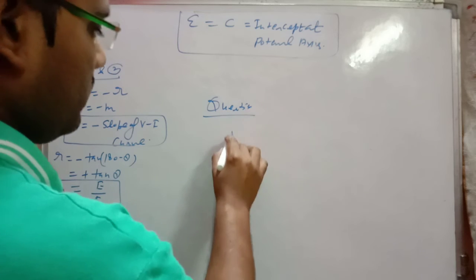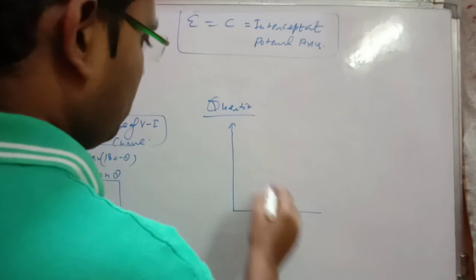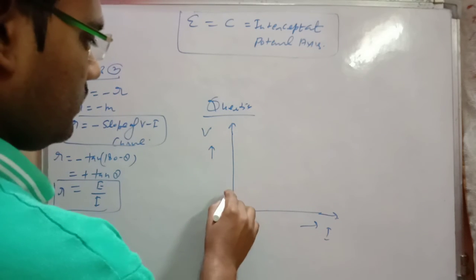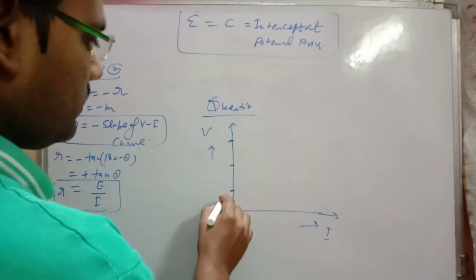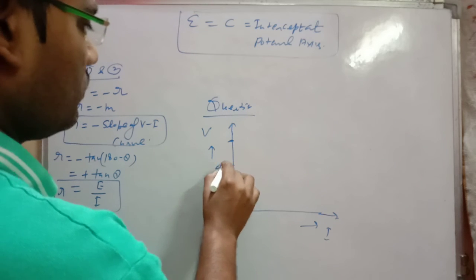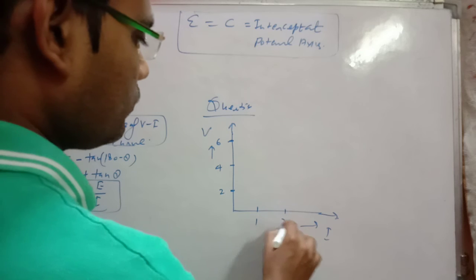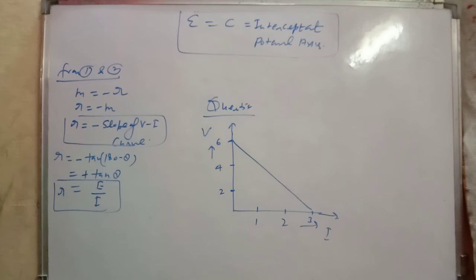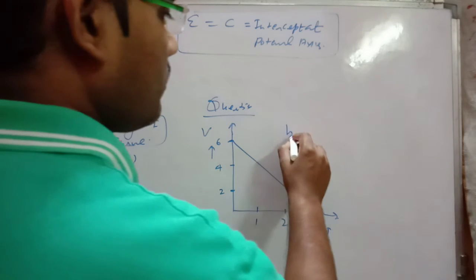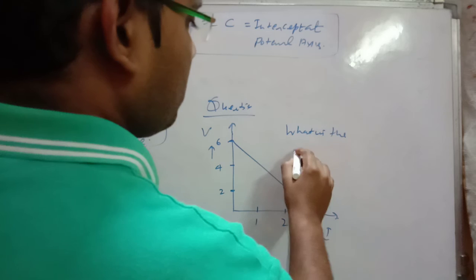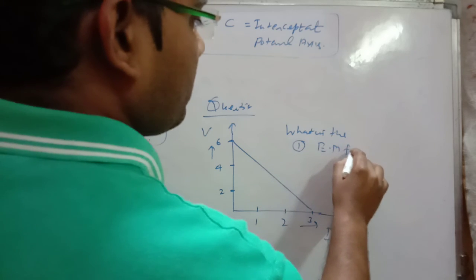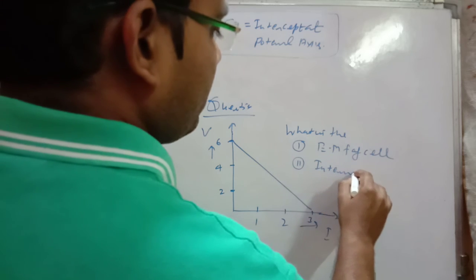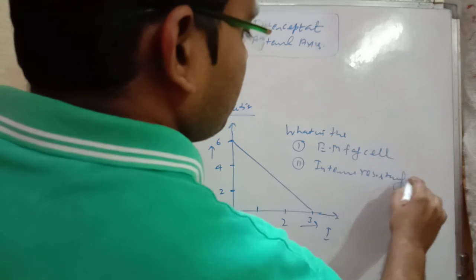This one is the question here. Here is I, and here is V. This one is 2, this one is 4, this one is 6, this one is 1, this one is 2, this one is 3, and this one is the graph for a cell. Then what is the EMF of the cell? First, EMF of the cell. Second, internal resistance of the cell.